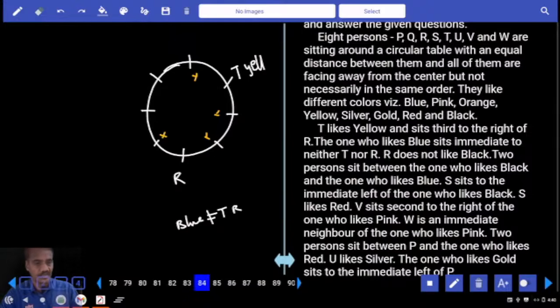Then next one. And R does not like black color. R is not black. Then 2 persons between black and blue. Now can we have blue at this place or not?